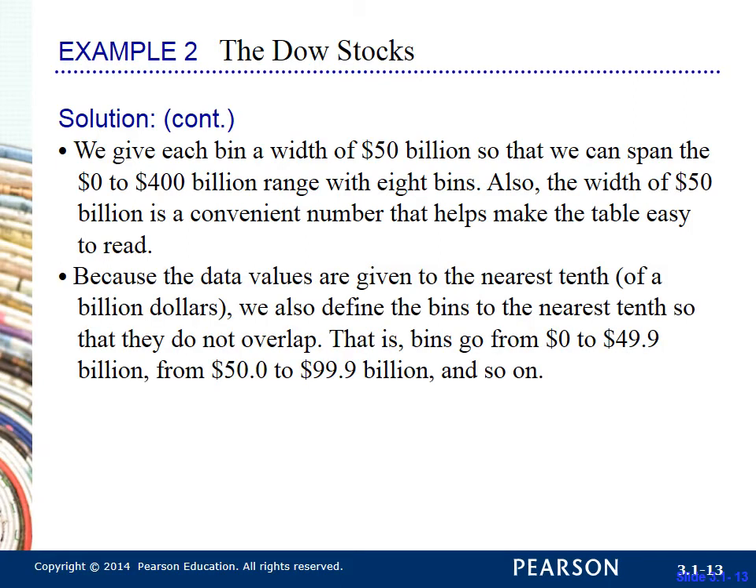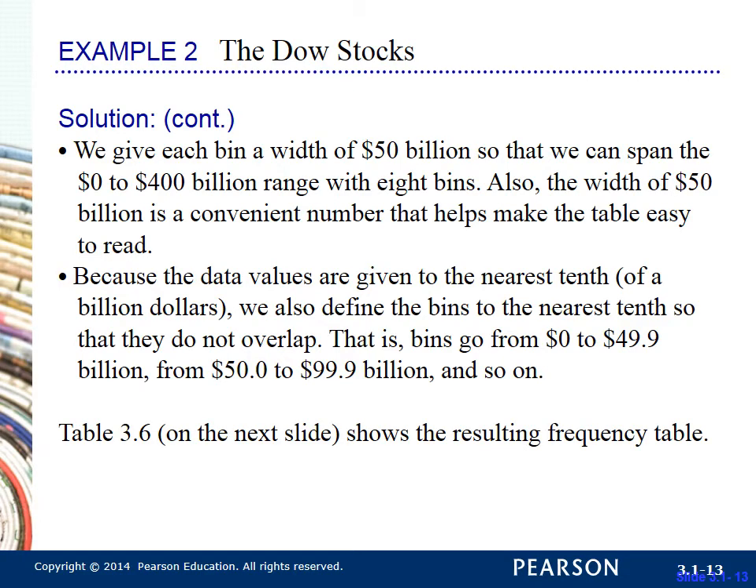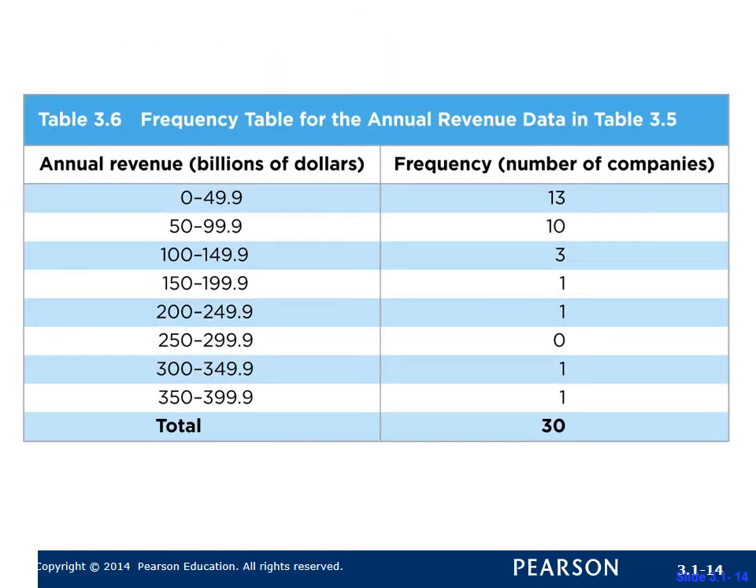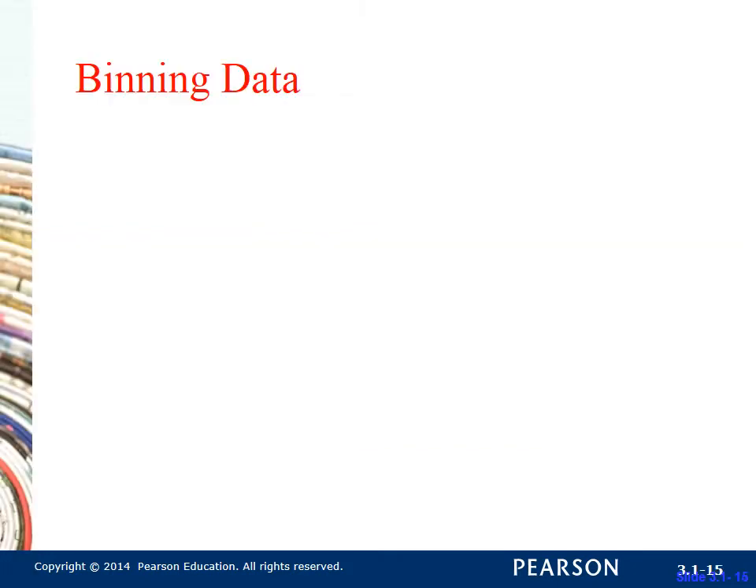All right, also because those data values are given to the nearest tenth, we can define the bins to the nearest tenth so they don't overlap. So again, when we go to do histograms, this idea of not overlapping is going to be important. So we're just going to use 50 billions. So 0 to 49.9, then notice if I have 50, I'll go into the next bin, etc. All right, so we've already talked about that a little bit.